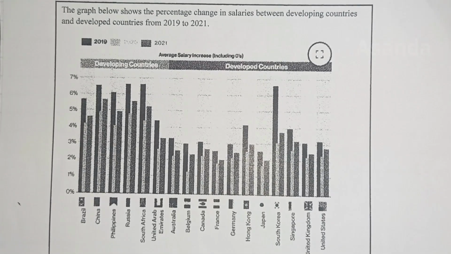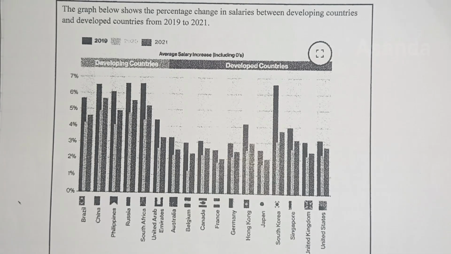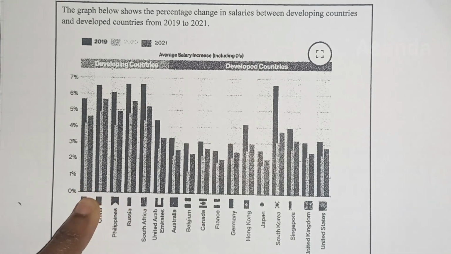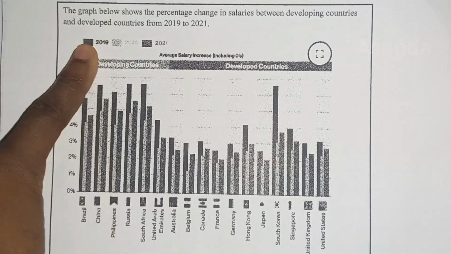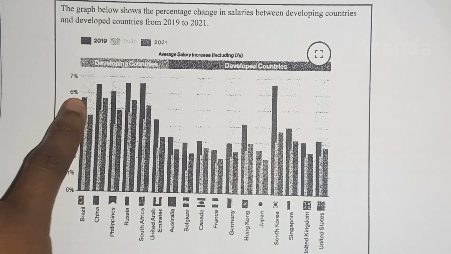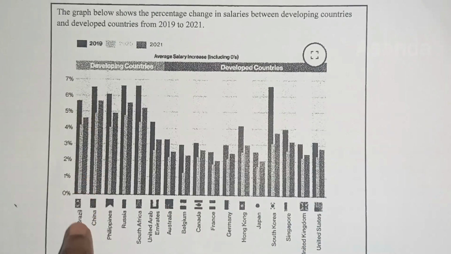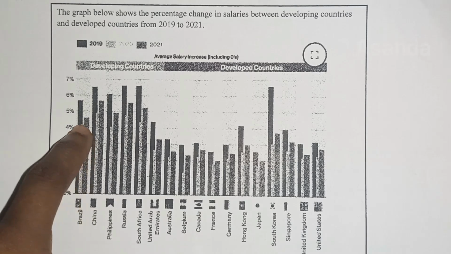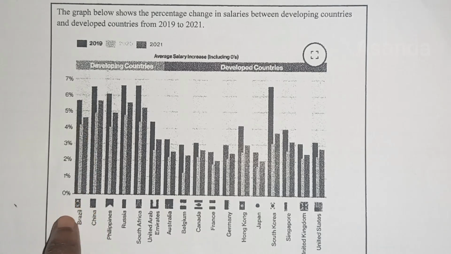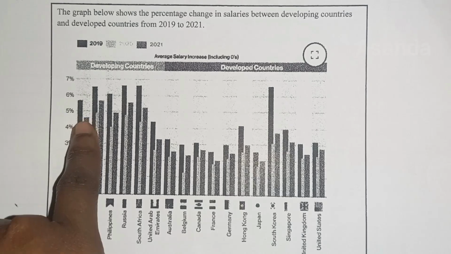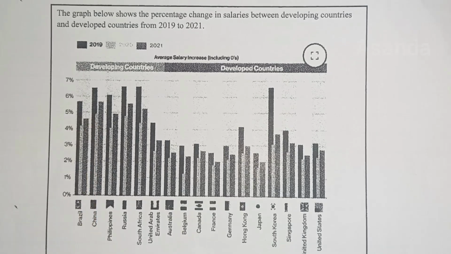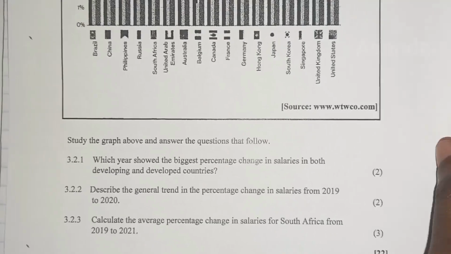So the graph below shows the percentage change in salaries between developing countries and developed countries from 2019 to 2021. So in Brazil, we have the percentage there. They're telling us that the dark one is for 2019, percentage change in salaries there, almost 6%, you see that? And then in 2020, just above 4%, and in 2021, between 4% and 5%, halfway there. Okay, so study the graph above and answer the question.